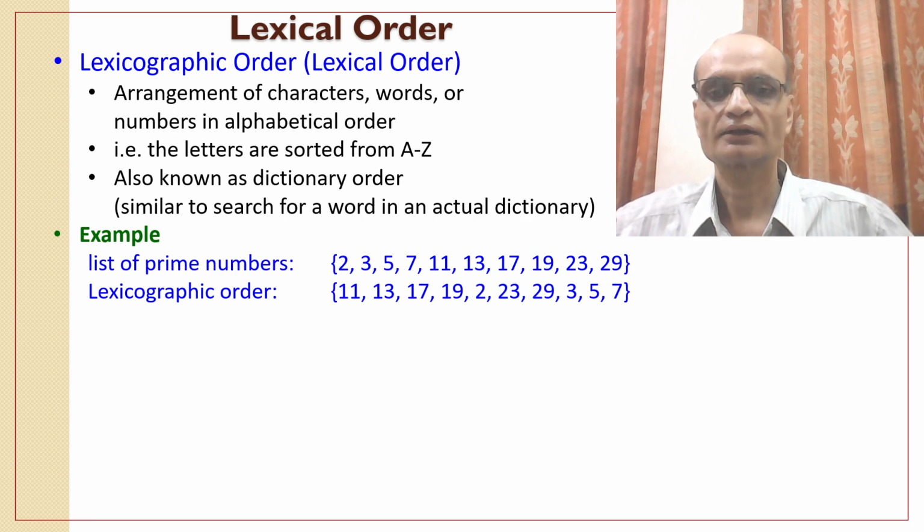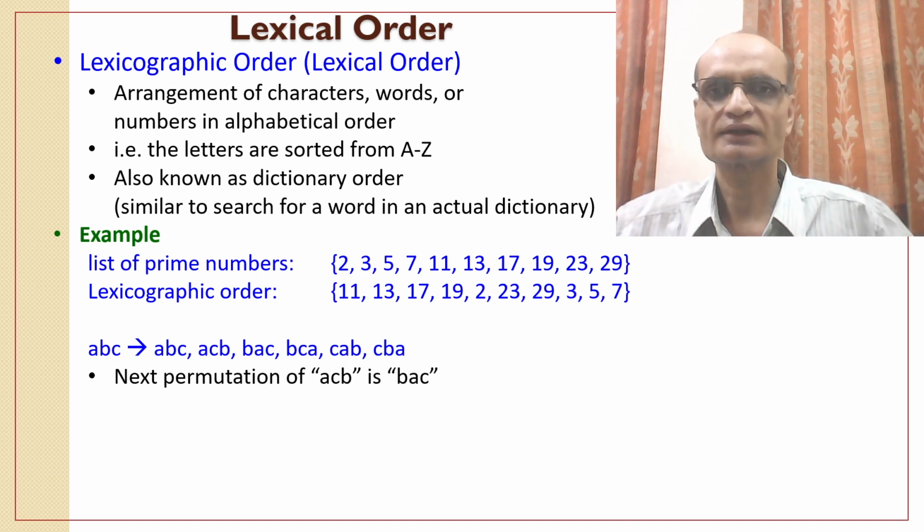Now here you may think that this is already in ascending order, but that's not the point. The point is that we are starting from 1, and then all the things which start with 1 are given here. That means 11, 13, 17 and 19. Then you have 2, then 23, 29, and then you have 3, followed by 5 and then 7. So this is a little complicated example. We'll try to make it simple now. However, this is a very good example to start with when we want to understand what lexicographic order is.